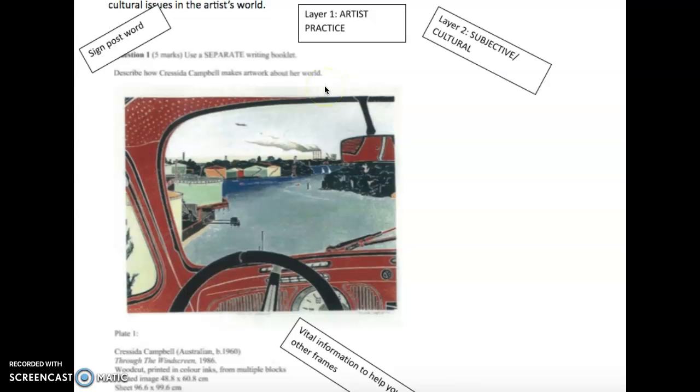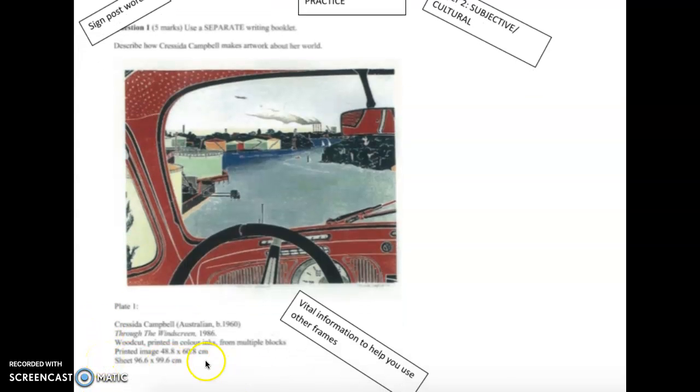Our first layer is going to be this bit here, how Cressida Campbell makes artworks. We can connect that very easily to artist practice and the how. Now, we know that the how in artist practice is materials and technique, which means that we need to go down here and look at the information that we know is so important because we did a whole lesson on it.